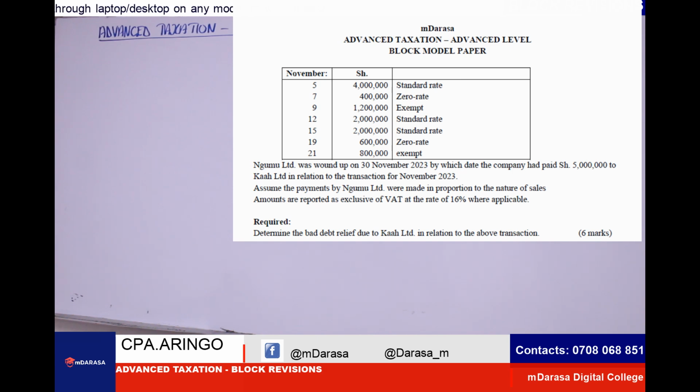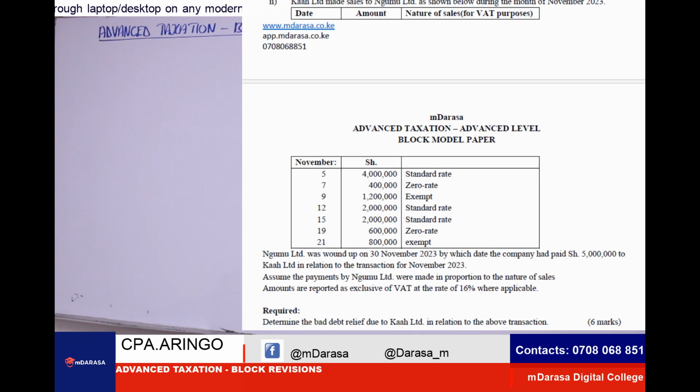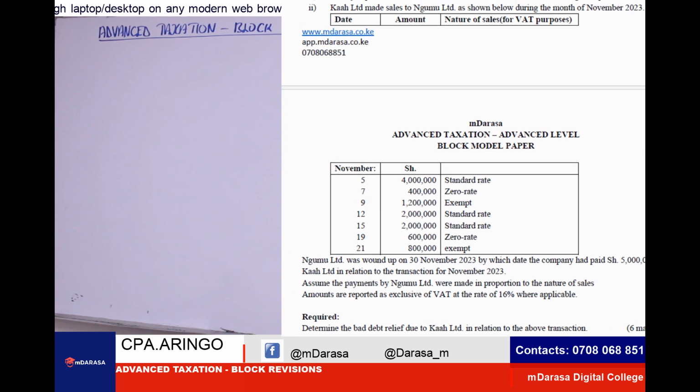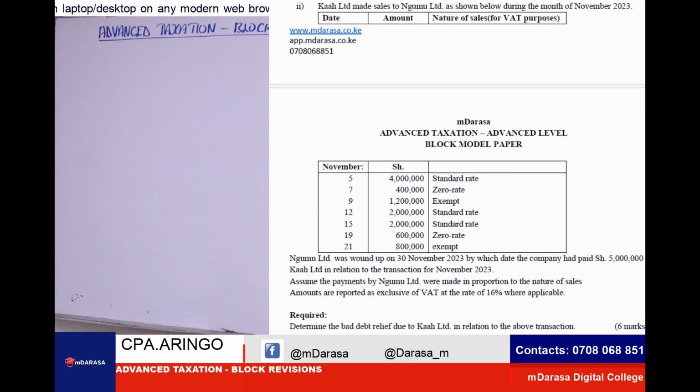So make sure that you have the question. If possible, you can take a screenshot of the question so that you have it. Make sure that you have the question. Mwalimu is handling this question right now.